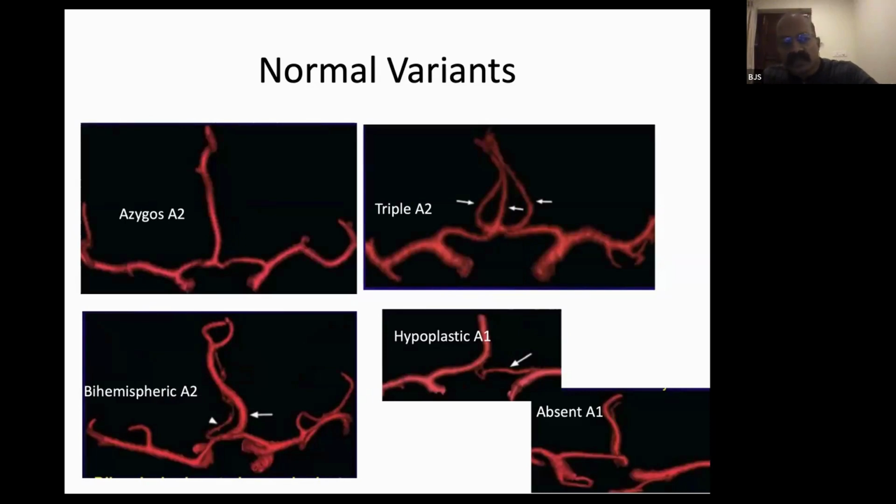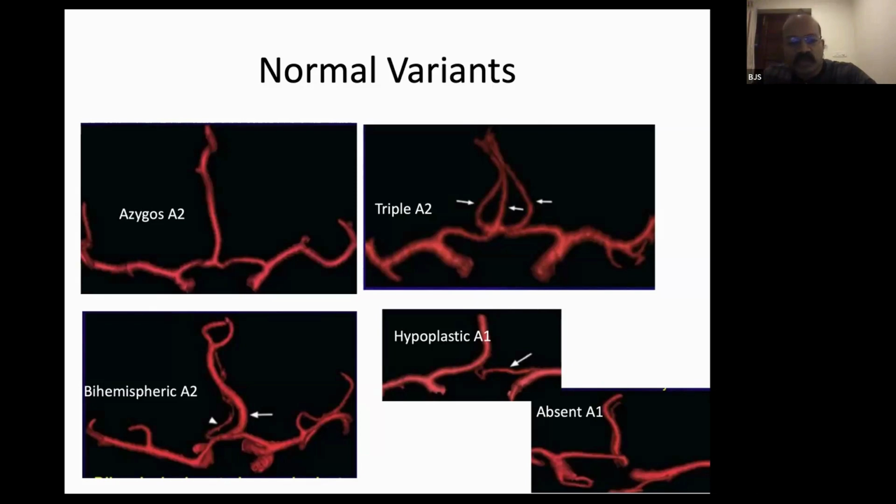And azygos A2 is very commonly associated with aneurysm, because the flow into the azygos A2 is from both sides, and hence it's very hyperdynamic, and any weak point in the blood vessel wall can lead to aneurysm development. It's very common to see aneurysms developing in azygos A2. Sometimes a triplicate A2 can occur, in which one can be confused about which is the ACOM artery. It may be between any of these two, the three branches of the triplicate A2. And sometimes a single A2 may supply both the hemispheres.